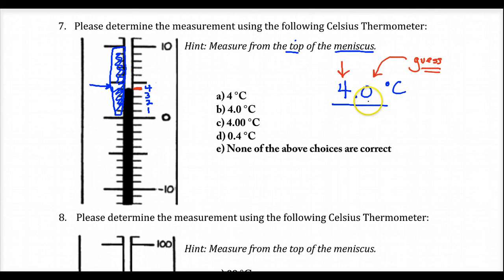But those two numbers come. Now, if I was just given this number, I should know the last number is the guess, and the 4 was marked. And I should be able to rewrite this. So the answer is 4.0, choice B. Okay, number 8.